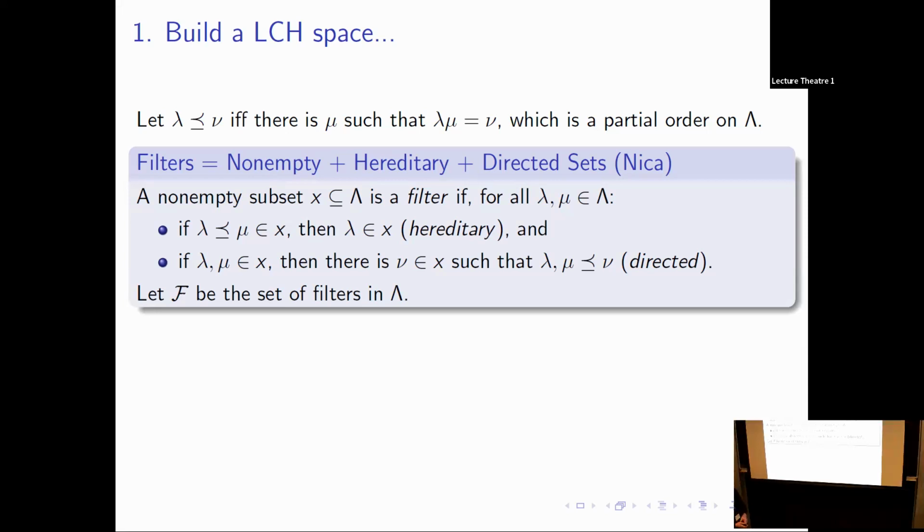But anyway, the point is a filter is going to be a nice subset of your graph where anytime you've got an element in that set, all of its initial segments are contained in the set too. That's to say it's hereditary. And it's directed, meaning anytime I have two paths in the set, I can find at least one common extension of them.